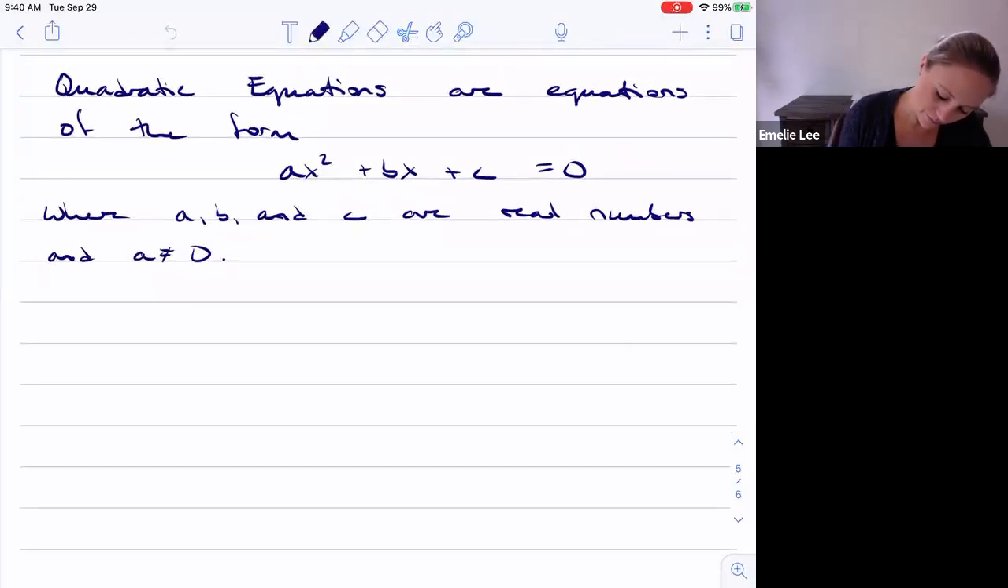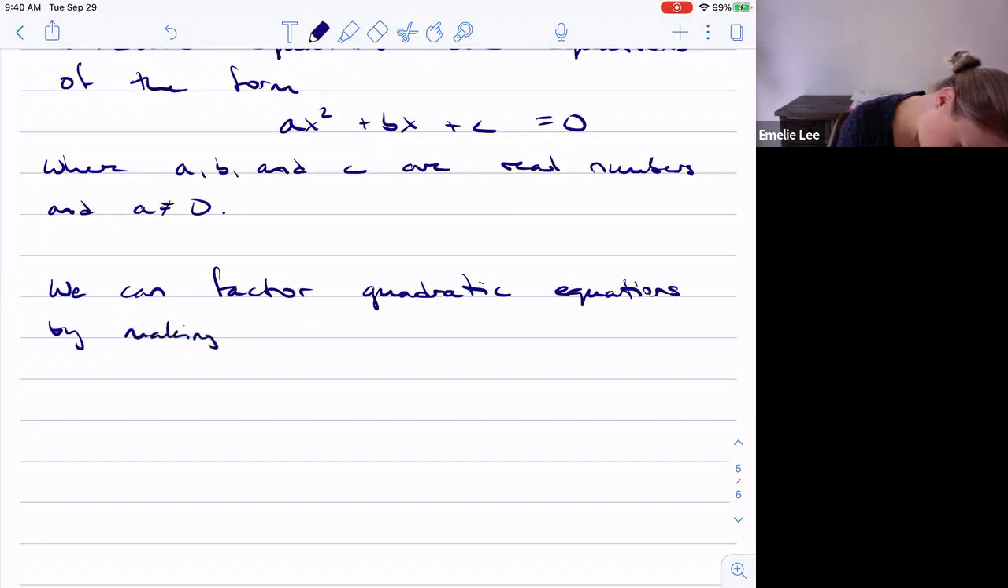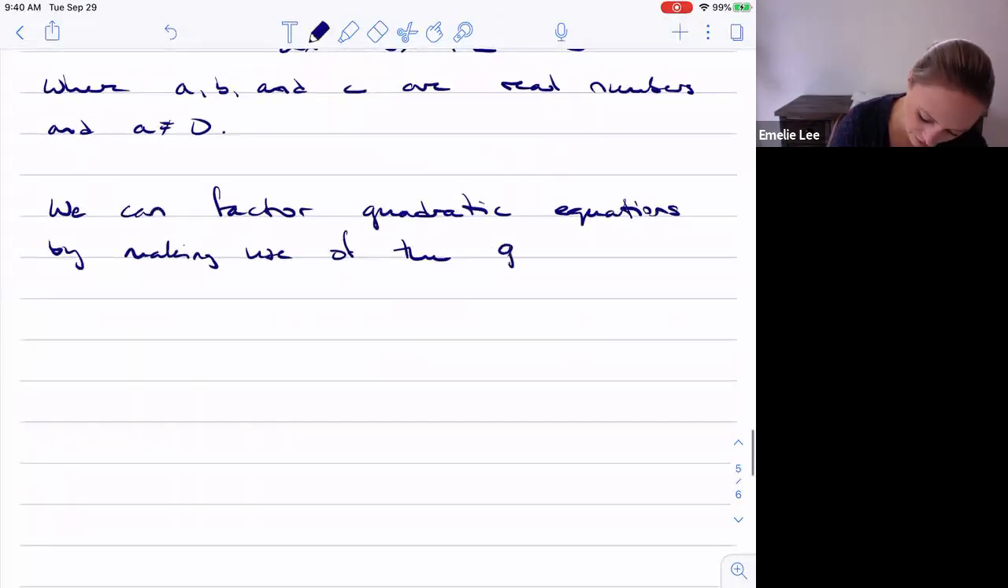So we can factor quadratic equations by making use of the quadratic formula.